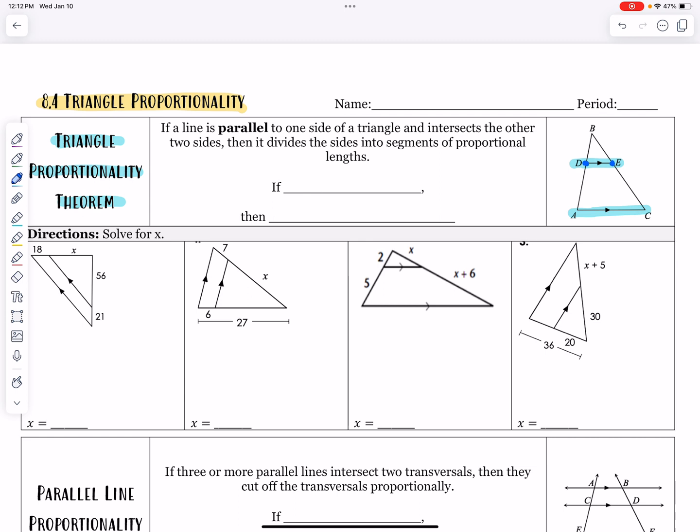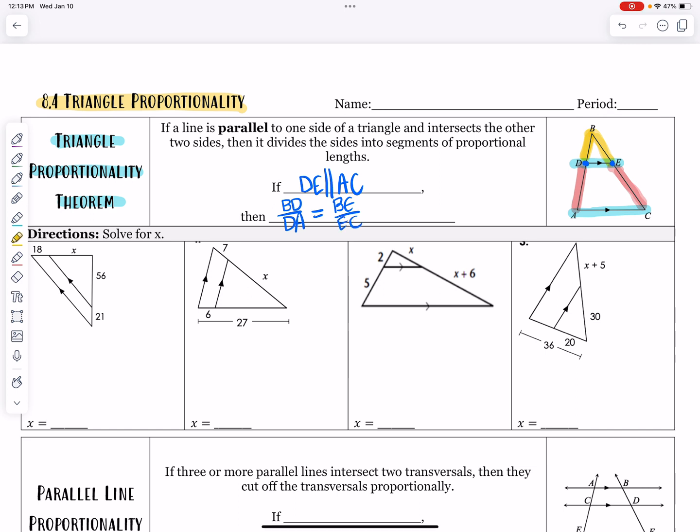It divides those sides into segments of proportional lengths, meaning that the way that BD relates to DA is going to be the same ratio as the way that BE relates to EC. So not saying that those pieces are congruent, but they're going to be in the same ratio. So let's fill that in with letters. If DE is parallel to AC, then we know that the ratio of BD to DA is going to be equal to the ratio of BE over EC.